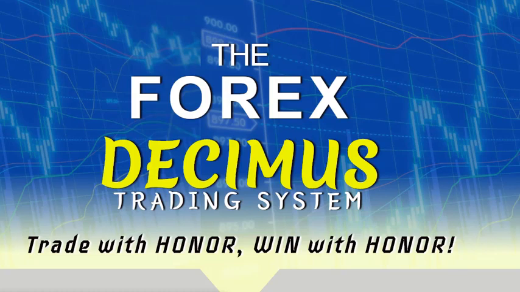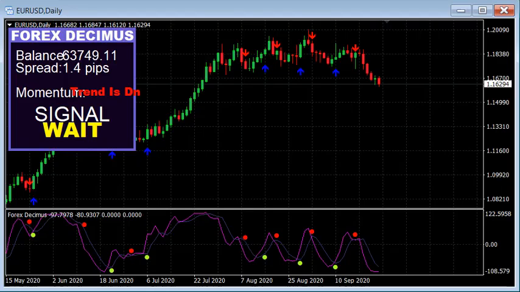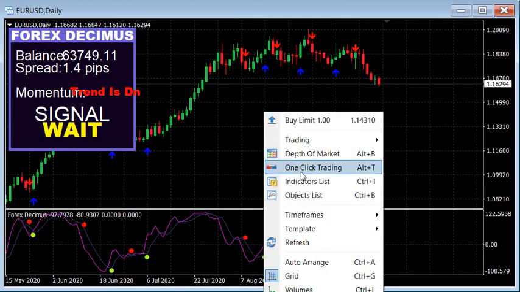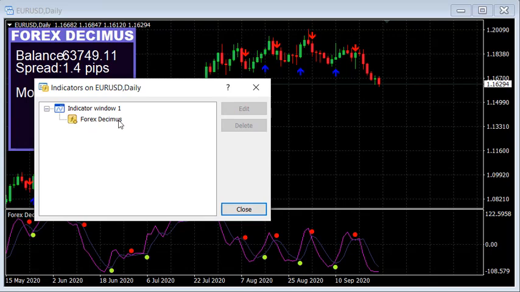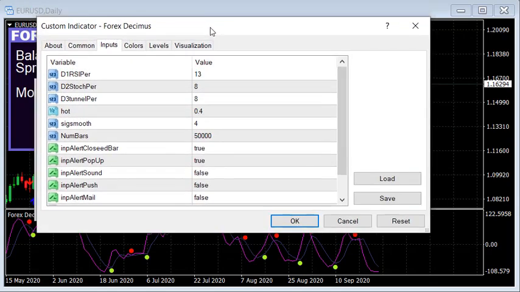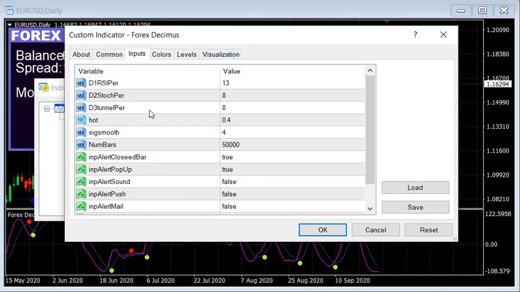In fact, let me just go ahead and bring something up. Let me bring my platform up, because there is something I do want to show you about this. All right, let's take a look at the euro-dollar daily chart. Let me bring the indicator list up, and this will help us bring up the input chart.